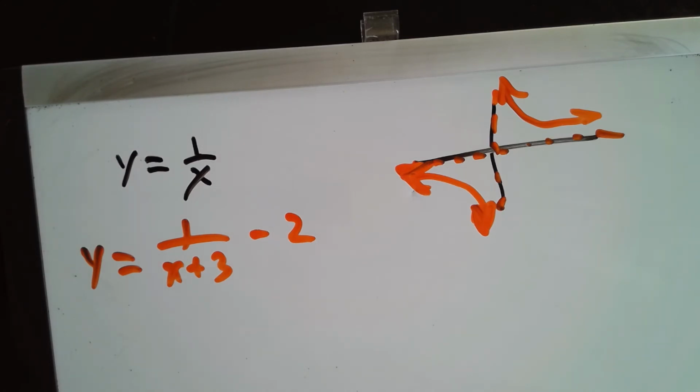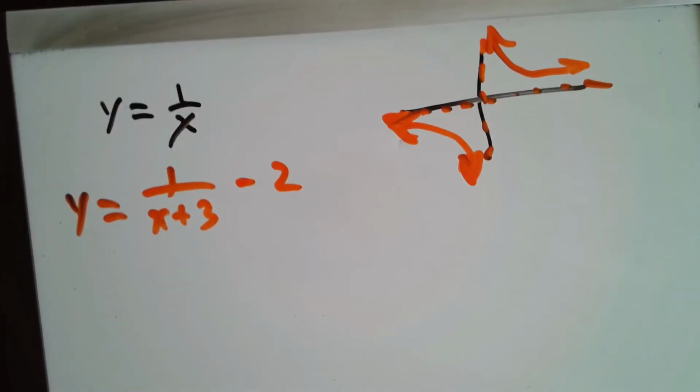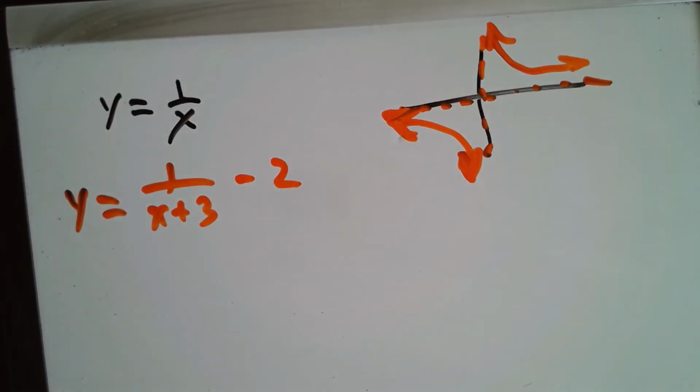Going to the right is going to get closer and closer. To the left is going to get closer and closer to the vertical. And then the other side is going to get closer and closer to the vertical, and then the left is going to get closer and closer to the horizontal that way. And they're going to go on forever, right? To infinity. Okay, so that's our parent graph.